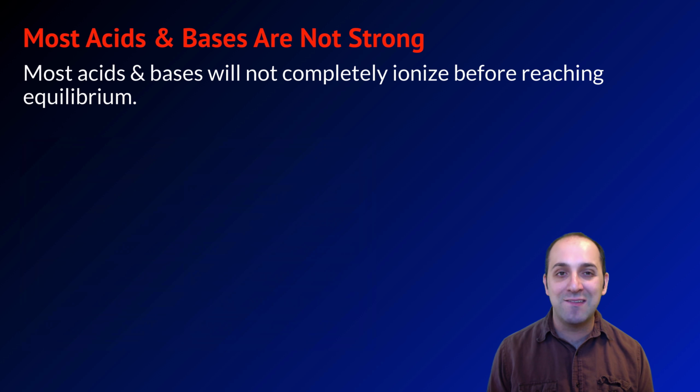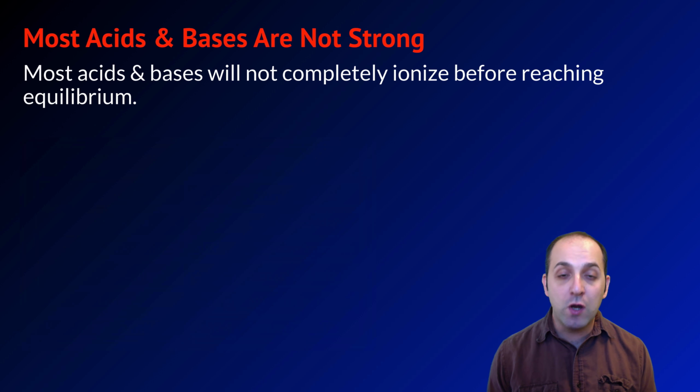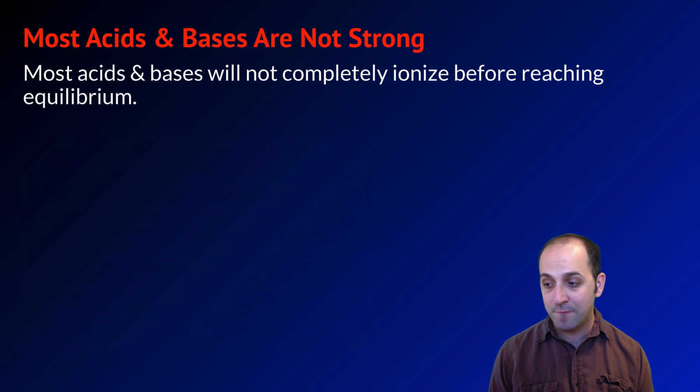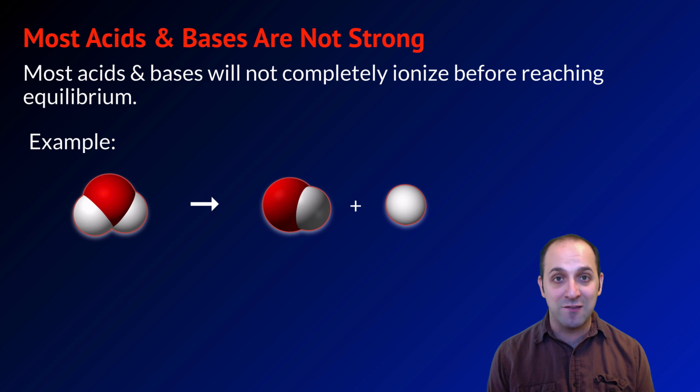Most acids and bases, however, are not strong. Most acids and bases will not completely ionize when you put them in water before you reach an equilibrium between the dissociated and non-dissociated versions of the acid or the base. Water is a classic example of this. It does not ionize completely in solution. All of the water molecules do not exist as hydroxide ions or hydronium ions.